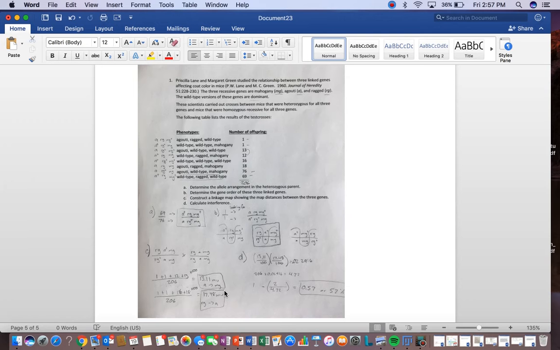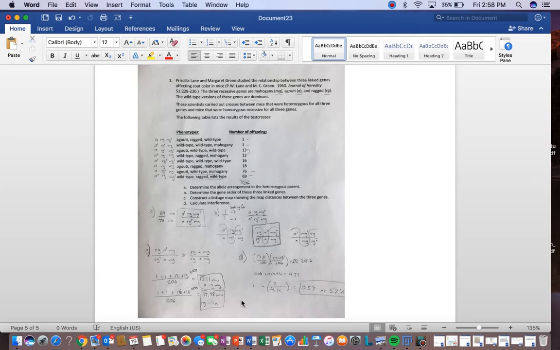In part C, we constructed a linkage map showing the map distances between the 3 genes, as shown in part C there. We add together the 1 plus 1 plus the 12 and 13, divide it by the total number of offspring, and multiply it by 100 to get 13.11 mu. That's the distance between the A and MG phenotypes. Then we did the same thing for the 16 and 18, which gives us the distance between the RG and A phenotypes. That gives us the map sequence.